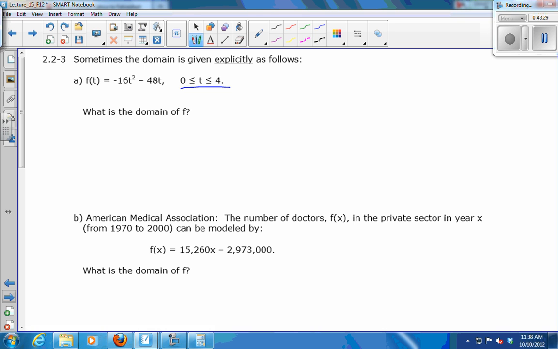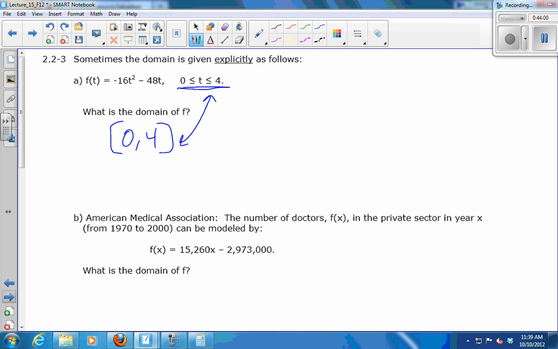Okay, so sometimes domains are just given to you, and you don't have to think about it at all. So for this example, they gave you an equation, and then they also gave you a restriction on the t values. The set of t values that you're allowed to plug into a function is the domain. So my domain here is 0 to 4, right? It's just that. They gave it to you.